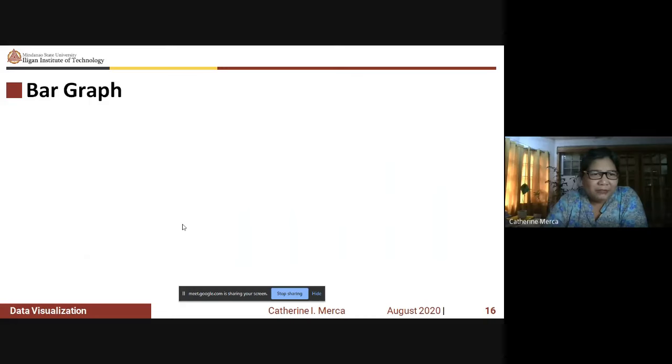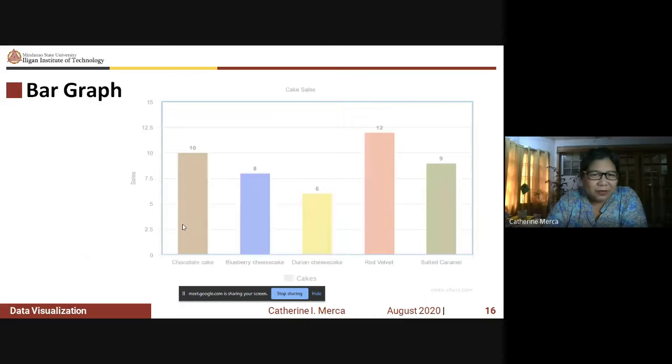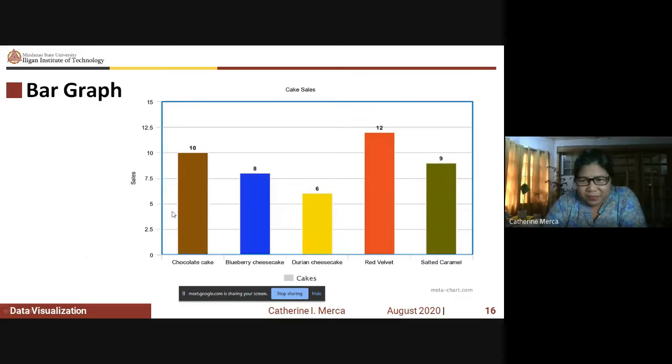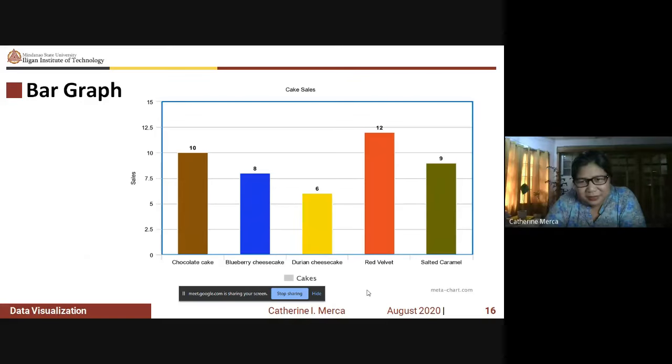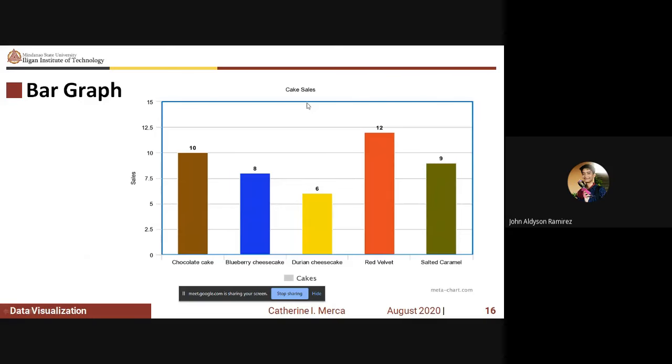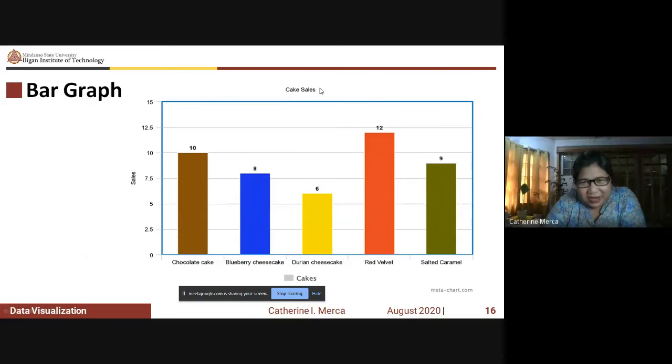So, what does a bar graph look like? This is a bar graph. What can you see in the bar graph? Anyone? Bars. Colorful bars. What indications? What did you see right away? What can you see? What can you conclude? What is written here? Red velvet has the highest sales. Okay. It's cake sales. And this is the sales.